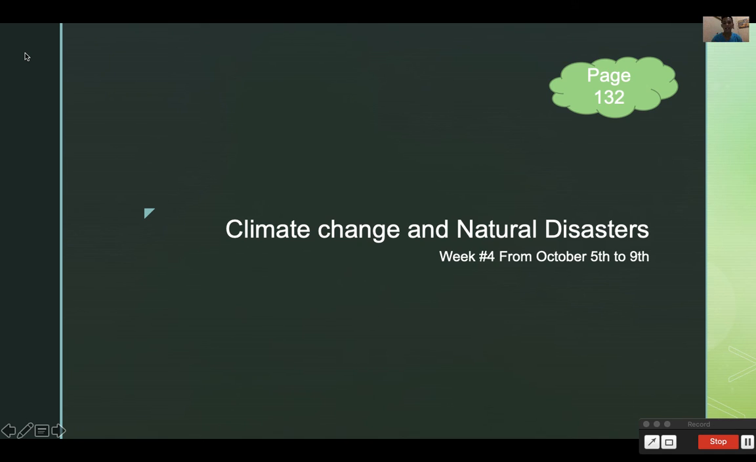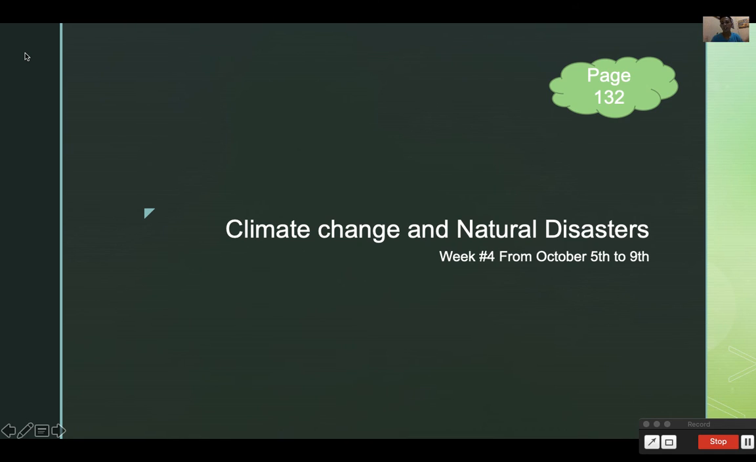So, climate change and natural disasters. When we say climate change, we can look at the weather: for example, sometimes it's hot, sometimes it's cold, sometimes it's warm, not too hot and not too cold. Those are climate changes, when the weather in an environment or an area of a specific part of the earth changes.